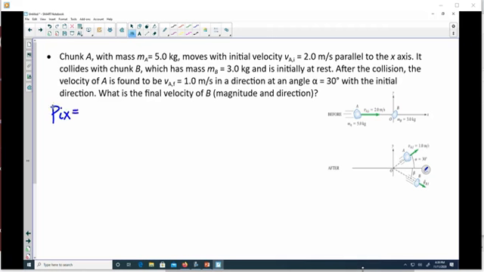And we're going to have to do that for each dimension, for the x dimension and for the y dimension. So it's important to notice that at the beginning, before the collision, we have only x momentum and no y momentum. The y momentum is 0. After the collision, we have both x and y momentum. So we're going to use this to set up two equations and solve for b and the angle.